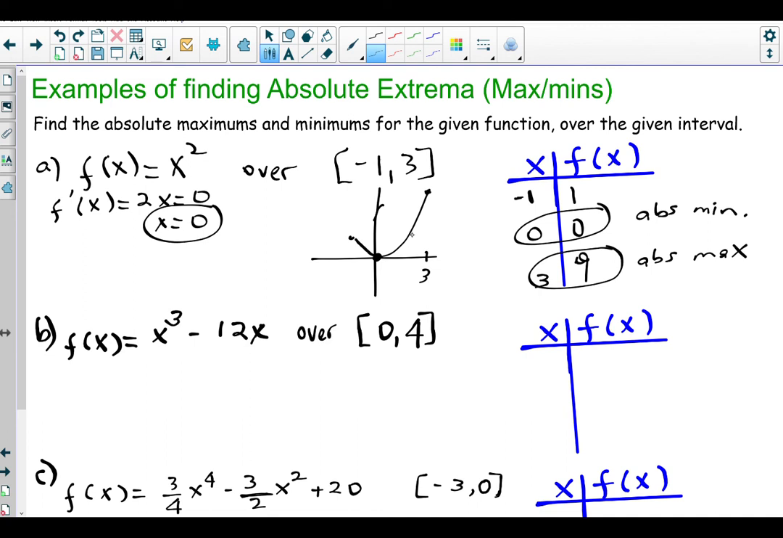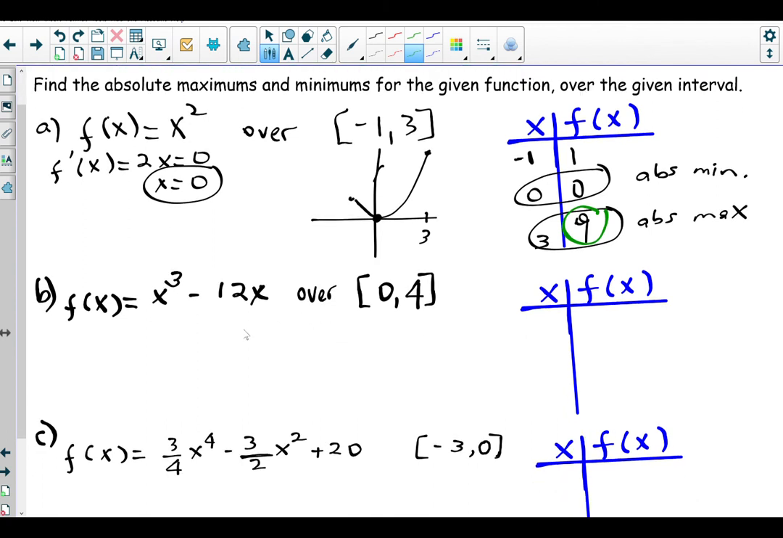And sometimes they will ask you just for the y values. They'll say, what is the value of the absolute maximum? So then you would only enter the 9, okay, if they ask you for the value. For my test questions, typically I'm going to ask for x, y, but be aware that's another way to ask the question. So let's go through these last two examples together.